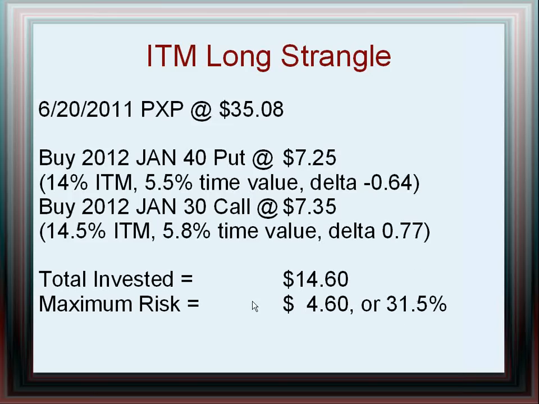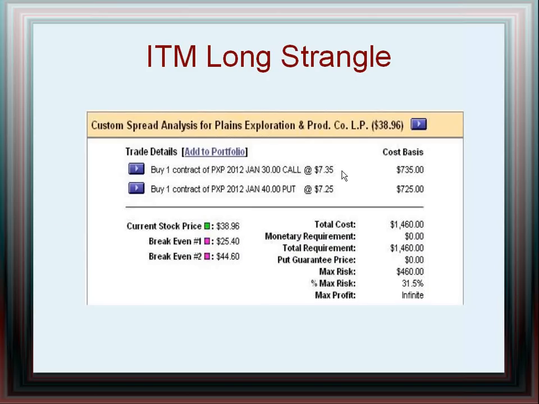The reason why it's only 4.60, again, here's just the breakdown. If we did one contract of each, it would cost us $735 to purchase the January 30 call, $725 for the January 40 put. So our total invested is $14.60, and we're risking $4.60, or 31.5%. The gain is essentially infinite again on the upside. The stock goes to infinity, the call will continue to gain to infinity.